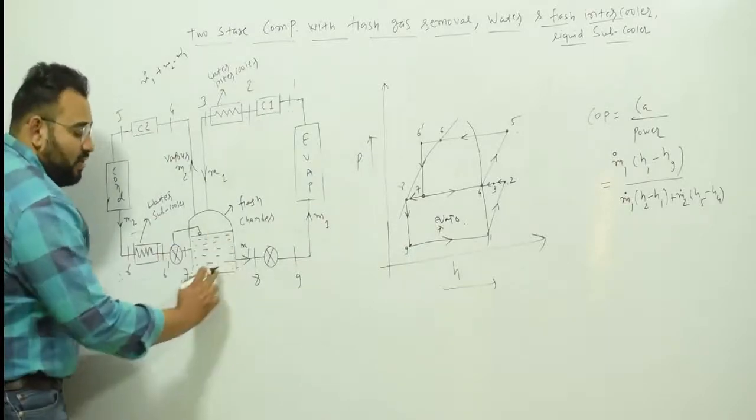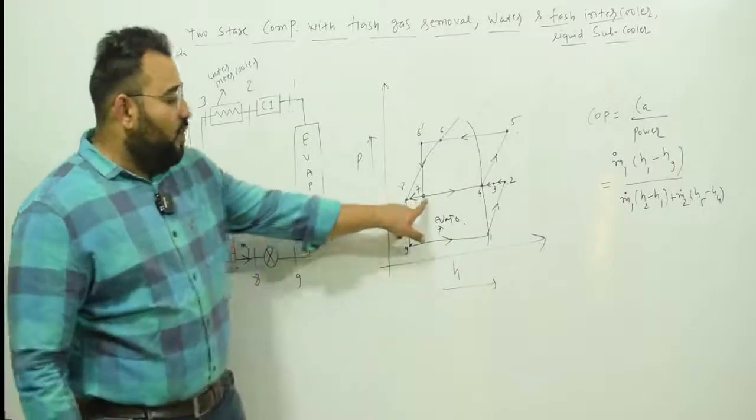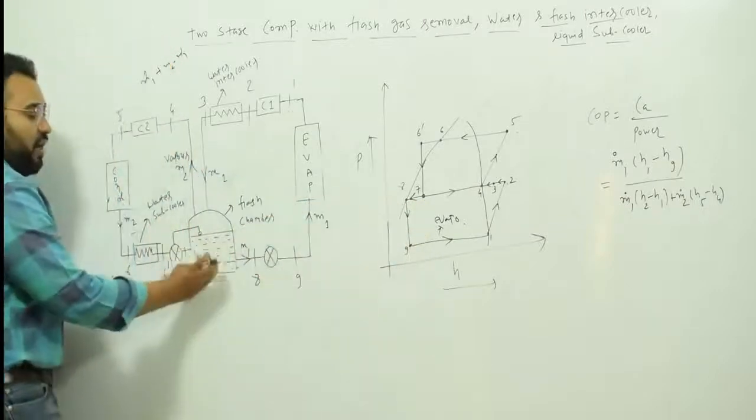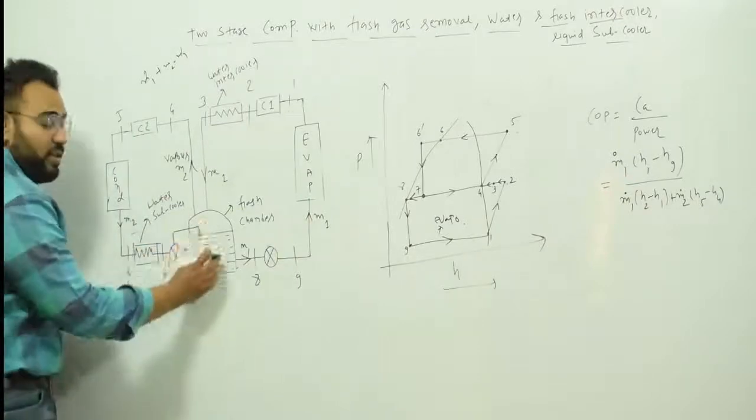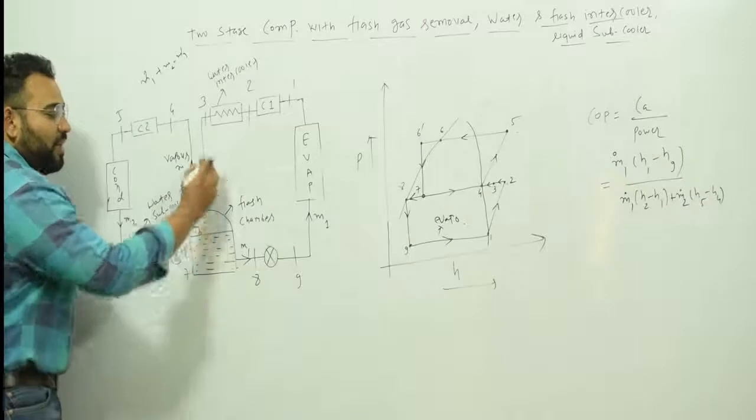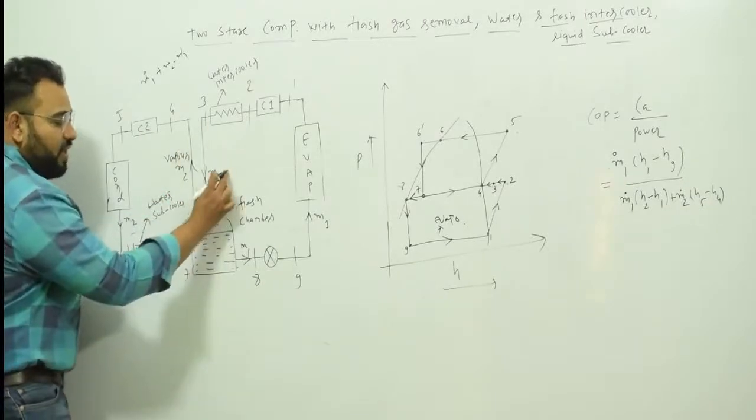You will enter this flash chamber. So now at point 7 you have entered the flash chamber. Now what will the flash chamber do? You know that this is colder liquid refrigerant. What will happen here? It will cool down the M1 mass of refrigerant.